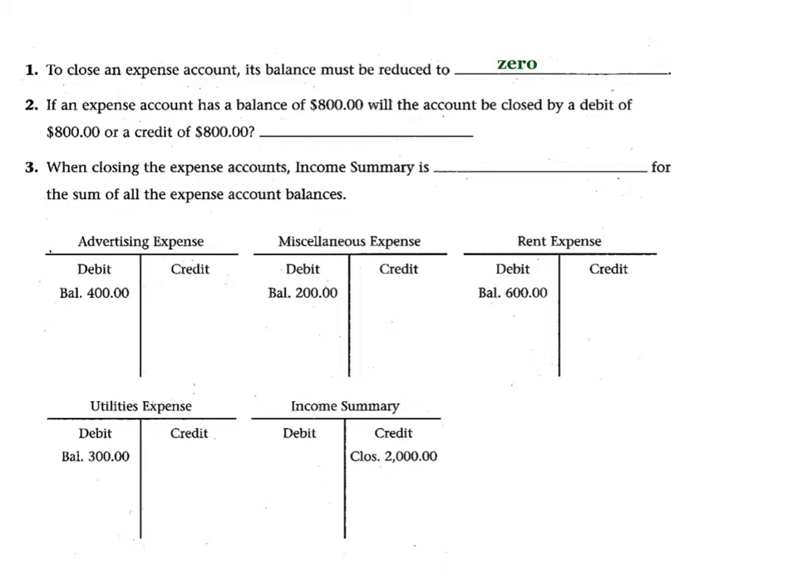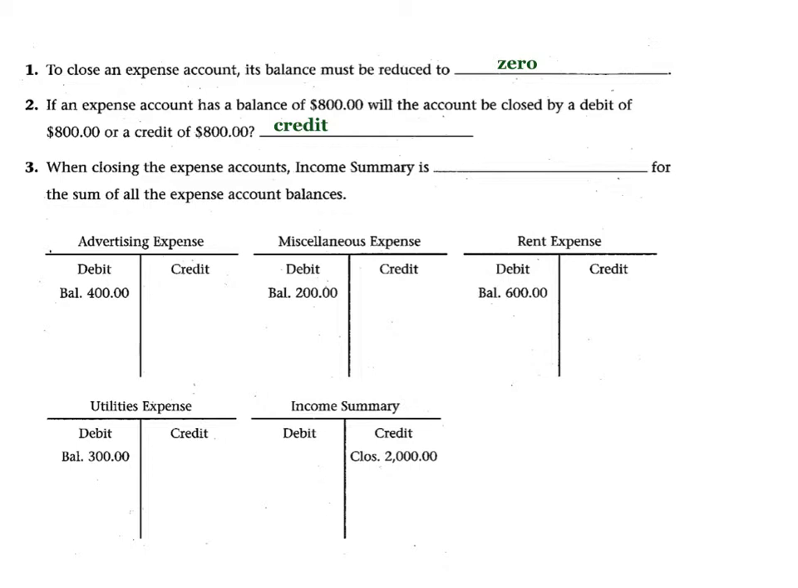And remember, the normal balance side for an expense account is on the debit side. So if you look at the T account down below, you can see the examples. All of these expense accounts have balances in the debit side. So to close out an expense account with a balance of $800, you're going to need a credit of $800 to reduce that balance to zero.